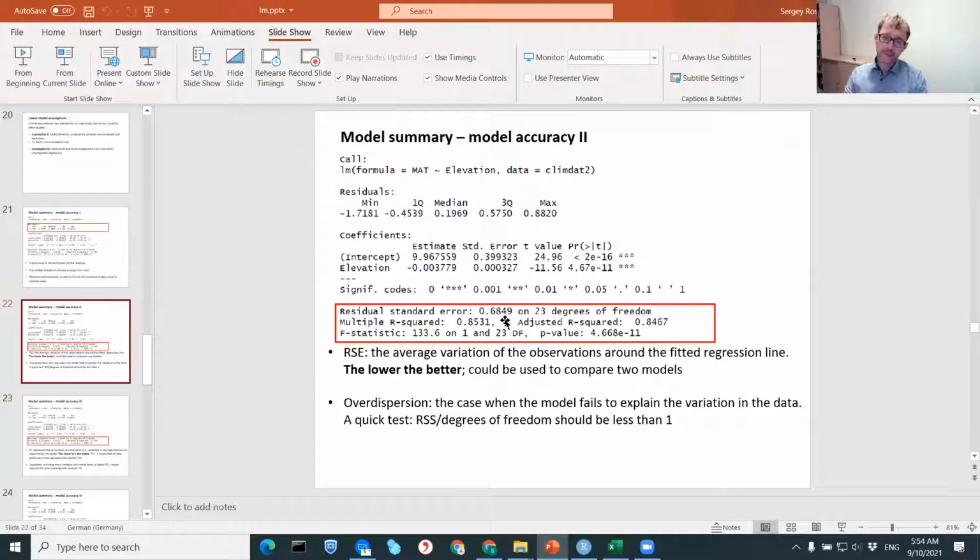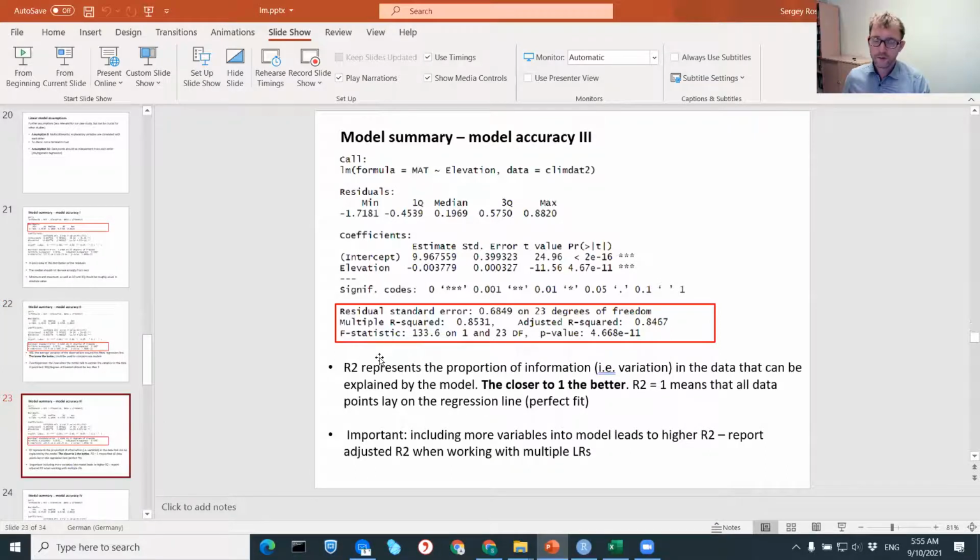There are some cases when linear models fail to explain the variability in your data. And you could also do a quick check here. So you divide residual standard error by the number of degrees of freedom. So in simple terms, the number of observations, and this number should be less than 1. So you can see that in our case, this is the case here. So the model explains data variability quite well.